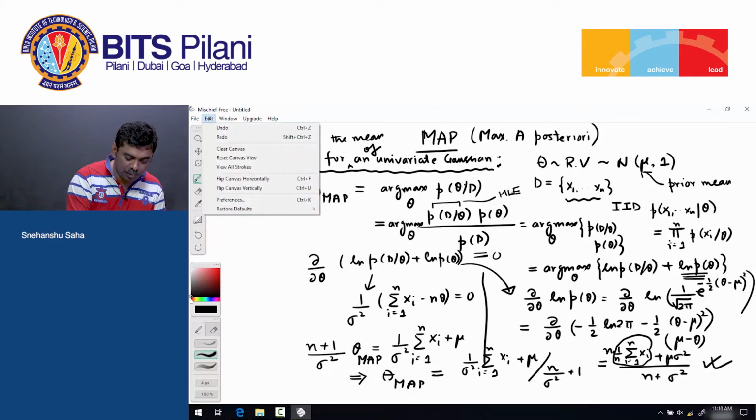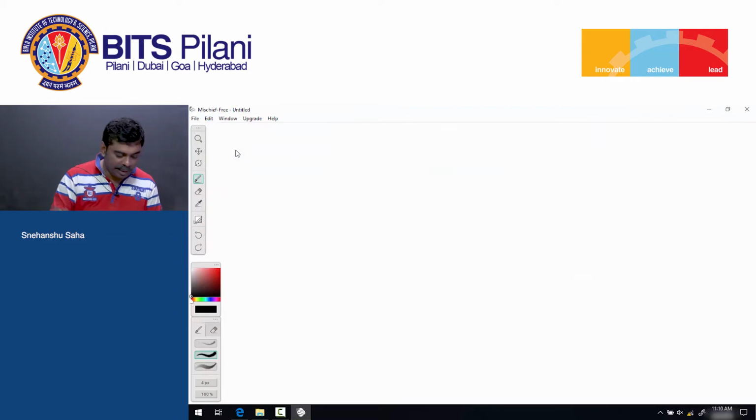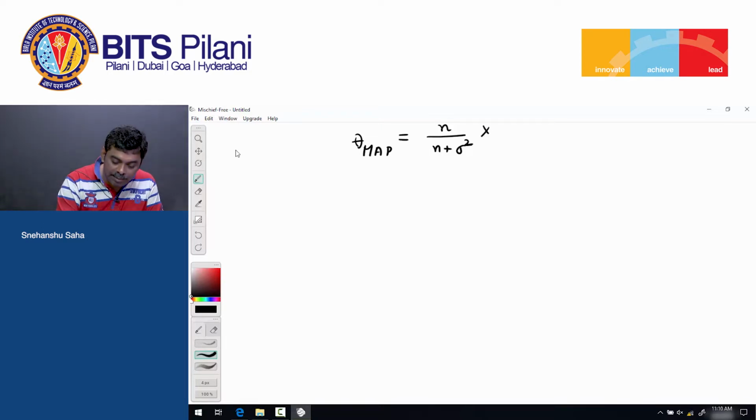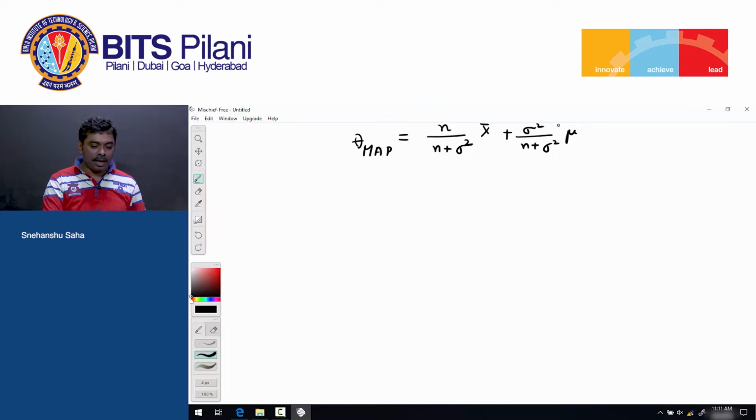So let me go to the next one and just copy this down. So remember, we are doing this theta MAP. What I have here is n over n plus sigma square, and then I had this summation i equal to 1 to n x_i, which is nothing but the sample mean, and then the other term was sigma square, remember, we had n plus sigma square in the denominator, times mu.